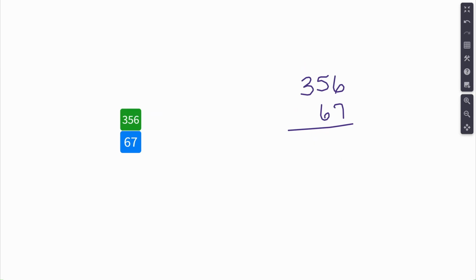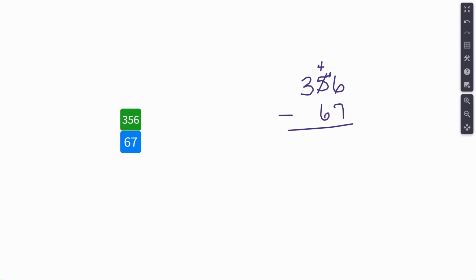Now, let's talk about borrowing and why borrowing is now called regrouping as well. In previous generations, we would look at this 6 minus 7, we would say, well, we can't do 6 minus 7, 6 isn't big enough. So we might say, okay, 6 minus 7, I can't do that. I've got to borrow from the 5. So we mark out the 5 and we give the 6 those 10s and 1s to make it 16.